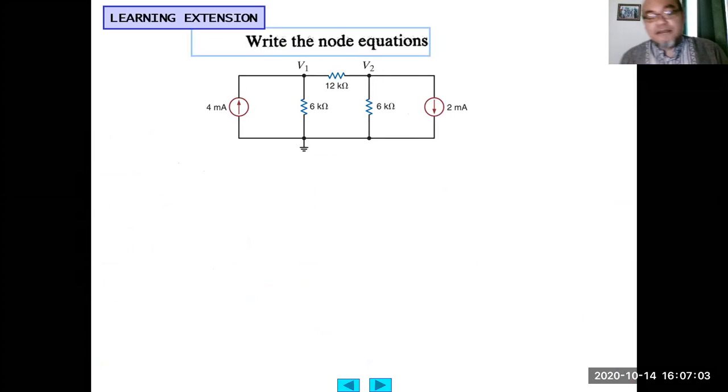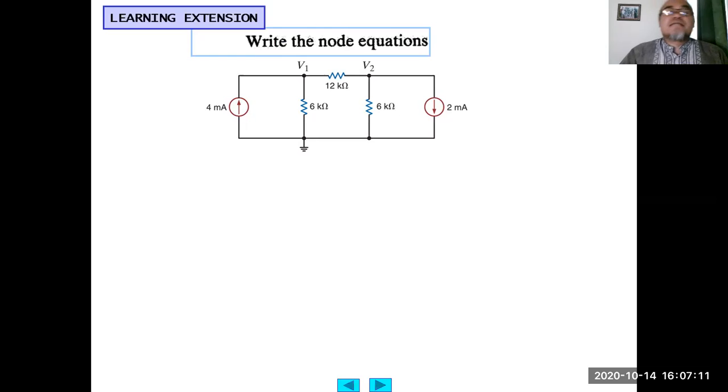The values of the resistances are given: 12 kilo ohm, 6 kilo ohm, and 6 kilo ohm. There are two current sources, 4 milliampere and 2 milliampere. So the unknowns here are V1 and V2, the potential at node 1 and node 2.